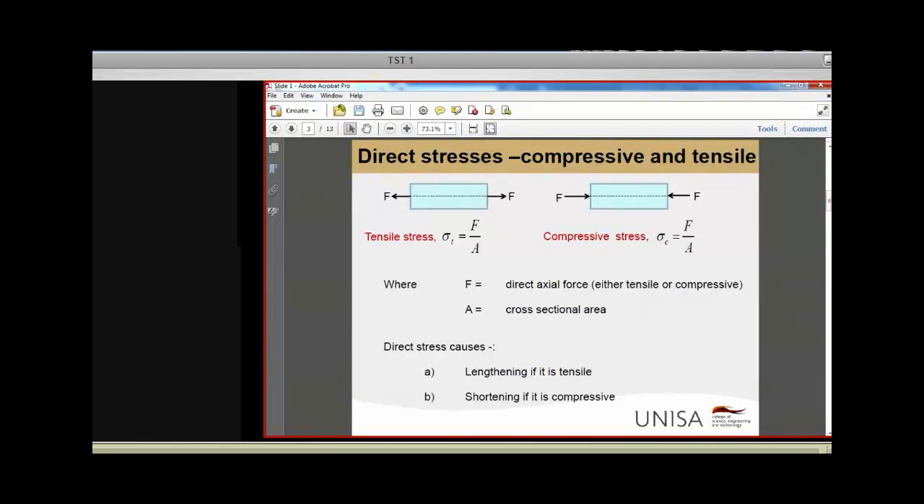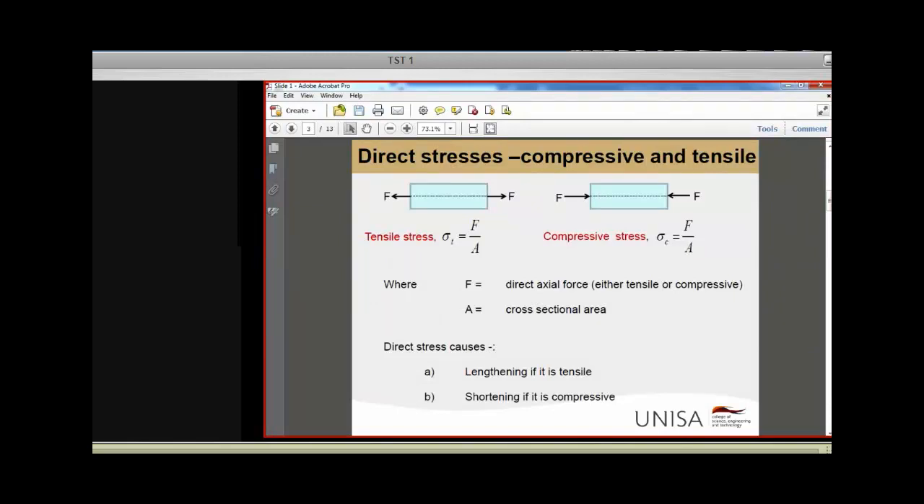But in the case of the forces compressing the bar, in which case the bar is being compressed, the internal stresses developed will be the compressive stress. Generally, the stress can be analytically defined as the force over the area. So the direct stress can either be a tensile stress or a compressive stress, which is the direct axial force divided by the cross-sectional area.